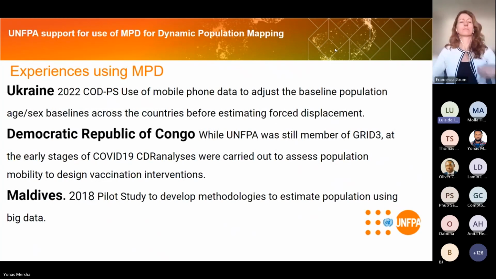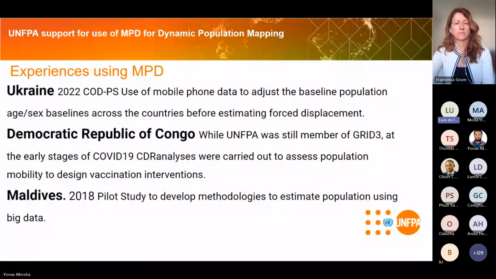Okay, a few experiences where UNFPA has been involved in the use of mobile phone data. In Ukraine, when producing the COD, they used population data to adjust baseline population and to model or improve the population disaggregation by age and sex, and those movements within the country and outside the country. With Democratic Republic of Congo, which is going to be presented by the next panelist, UNFPA collaborated at the very beginning, when UNFPA was still a member of GRID3.